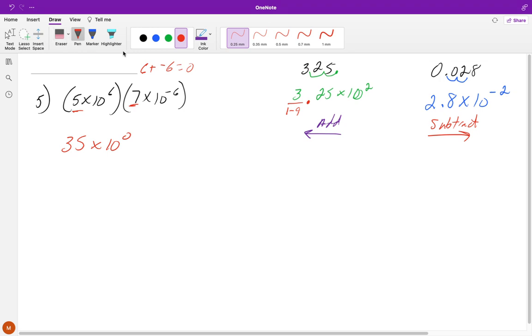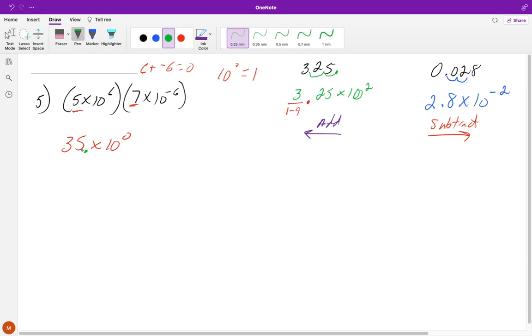When we say it needs to be written in scientific notation, even though 10 to the 0 power we know is equal to 1, we still need to write it like this. When we manipulate this, we're going to get another number anyway, but we would still have to write times 10 to the 0 if the directions say write it in scientific notation.